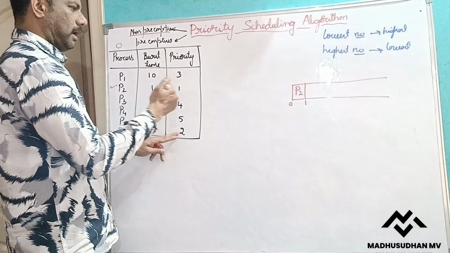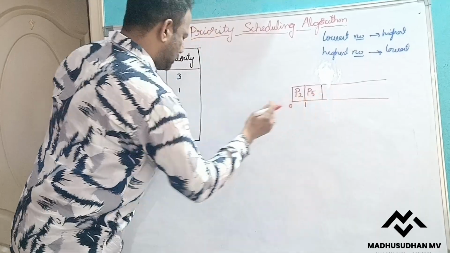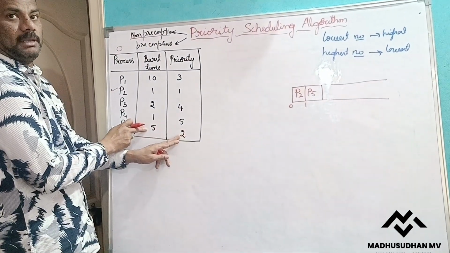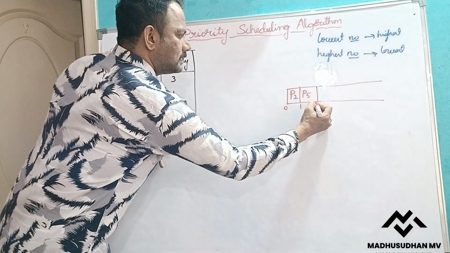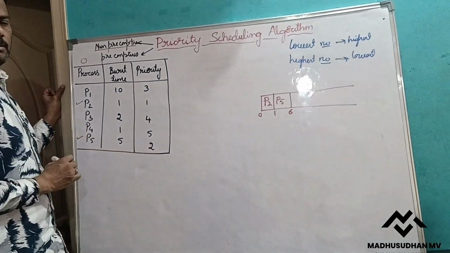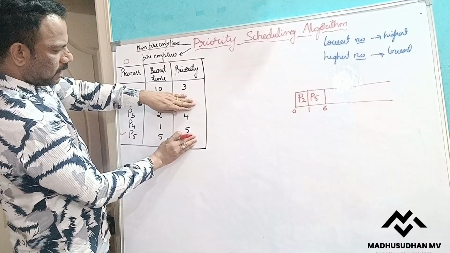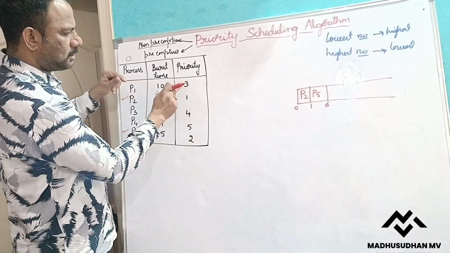So now I have to execute P5. After P2, now I have to start P5. Now P5 needs how much time? It is 5 milliseconds. So 5 plus 1, 6 milliseconds it will end. Okay, now P2 and P5 are complete. The remaining are 3, 4, 5 (priorities), and the lowest number is 3.